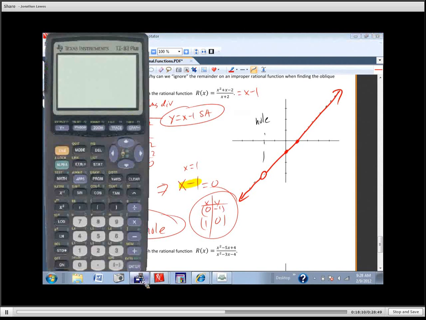Grab your calculator. Again, you want to plug in the original one. And you want to plug it in parentheses. So we're going to do parentheses, and then x squared plus x minus 2, close the parentheses. Again, the entire top divided by the entire bottom. So the bottom is going to be x plus 2, close the parentheses. And then I'm going to graph this in the standard window.